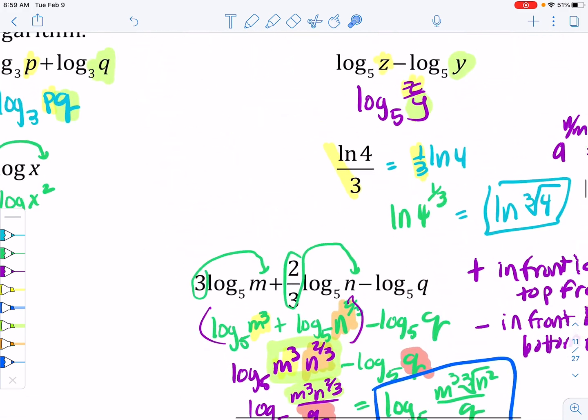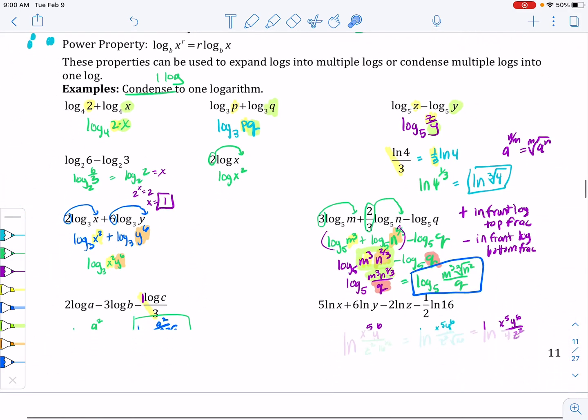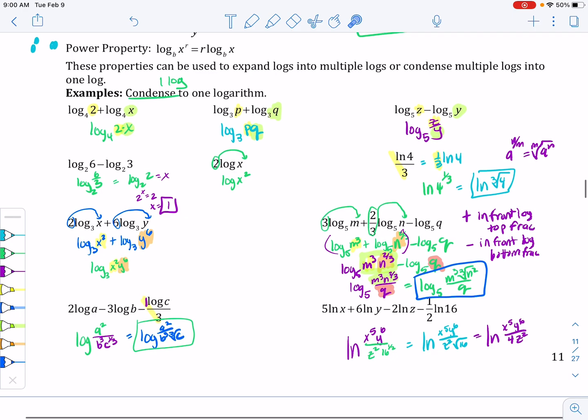Now, if we had gone back and looked at one of our top ones, here, notice both of these are positive, so they're both in the numerator, and then there's nothing in the denominator, so it's really just over 1. So just realize that sometimes you won't necessarily have a denominator that needs to be written. Okay? And that's how we condense our logarithms using those properties.